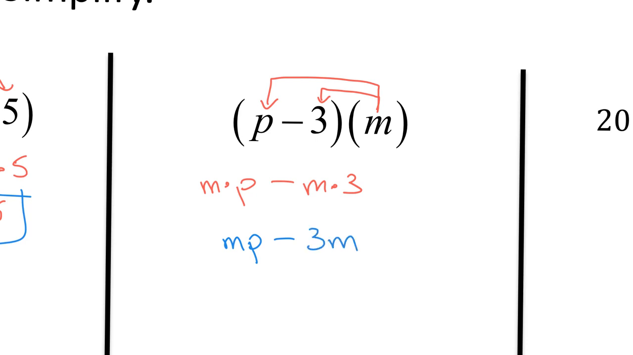Now you check like terms. These two are not like terms because this m has a p and this m has a 3, so they're not the same terms, not like terms. So that is my answer.